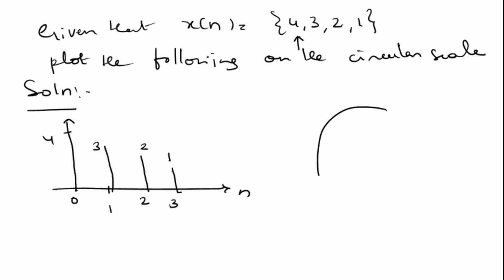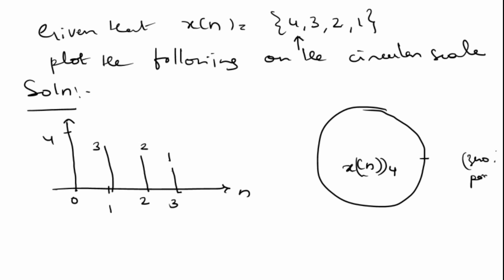So we can draw this on a circular scale. This is x of n of 4 points. This is 0 position, this is 1 position, 2 position, this is 3rd position. So while writing, we have to write it in the anti-clockwise direction. That means it's 4, 3, 2 and 1. This is x of n.